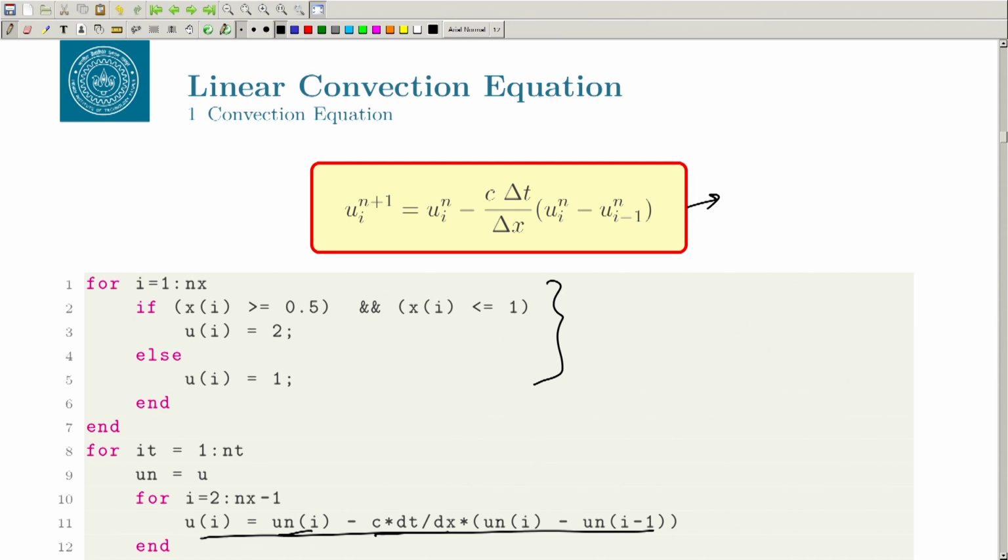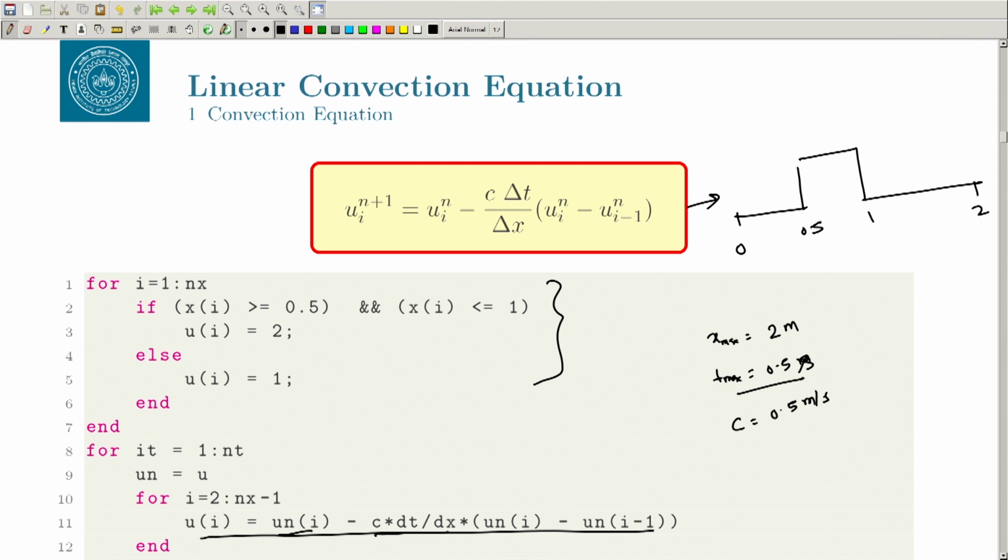So, let us say you know your x max. Let us say you take the x max as 2. So, your problem is like this, this is 0, 0.5, 1 and 2. So, your x max is 2 and your t max, let us say you want to go up to 0.5 second, right. So, this is 2 meter, 0.5 second, and you can fix your convection speed, let us say you fix the convection speed as 0.5 meter per second.